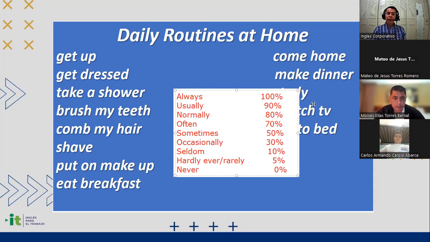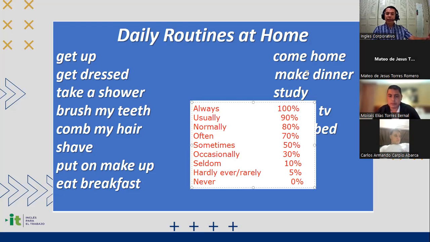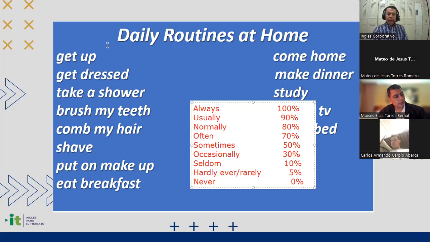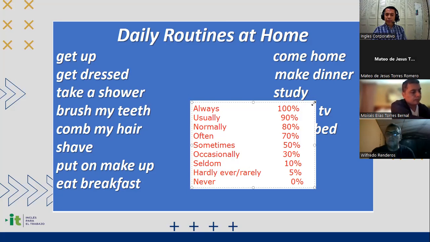Okay. Here we have, for example, some activities. These are the activities that you do in your house, right? Okay, so these are the activities. These are the activities that you do every day. Now, let's practice, right? I will read for you, and then another person is going to read for me, right?